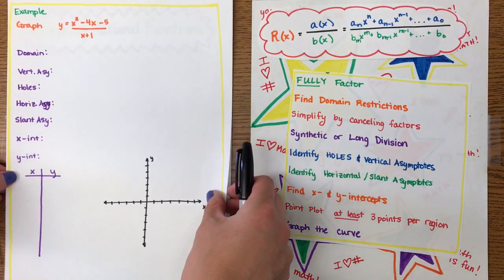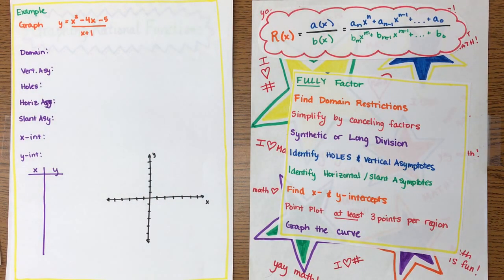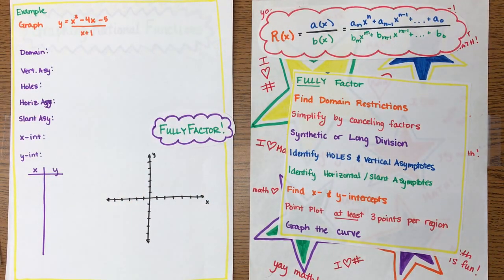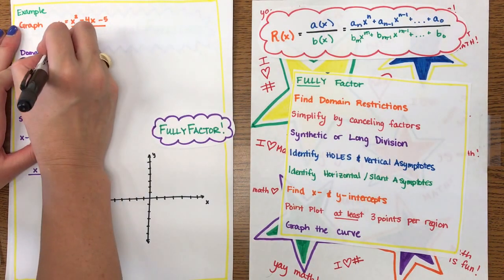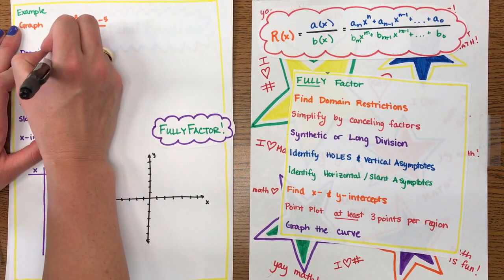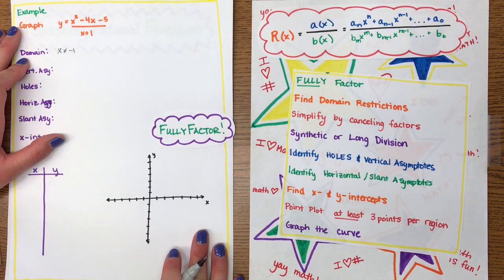So here's my first example we're going to look at. y is equal to x squared minus 4x minus 5 over x plus 1. The first thing we want to do here is fully factor. I want to make sure that I know all of my domain restrictions. The denominator is fully factored, so I'm going to go ahead and write down my domain restriction that x cannot be equal to -1. I know that domain restriction for sure.